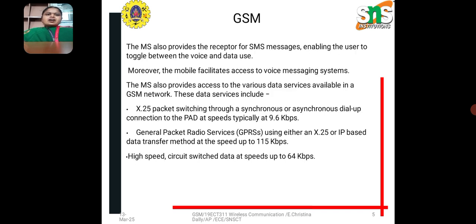Here we facilitate voice messaging systems, and we have various data services available in the GSM network. We have synchronous as well as asynchronous connections, and one of the features is high speed. The circuit data rate we use here is 64 kilobits per second.